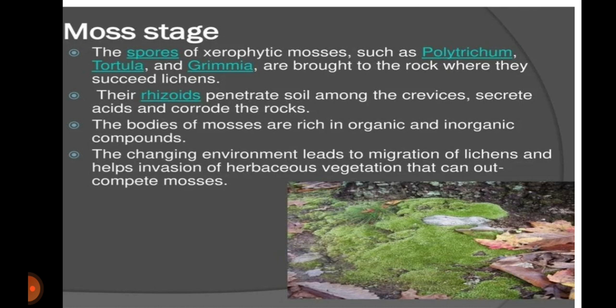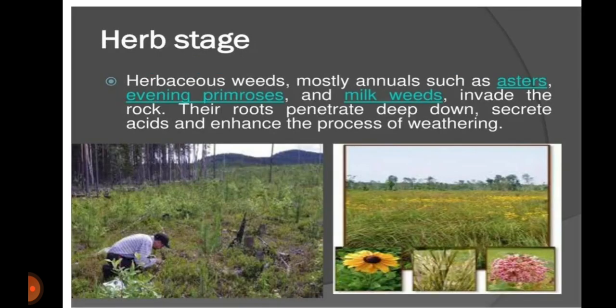Mosses are rich in organic and inorganic compounds. Due to their death and decay, they add organic and inorganic matter to the soil, increasing the fertility of the soil. So the thickness of the soil layer is now increased. When the thickness of the soil layer is increased, another stage occupies the place. The next stage is the herb stage.